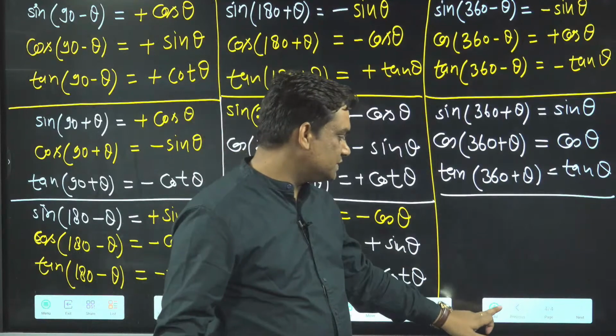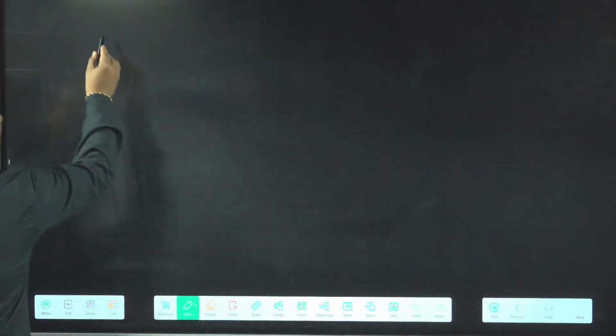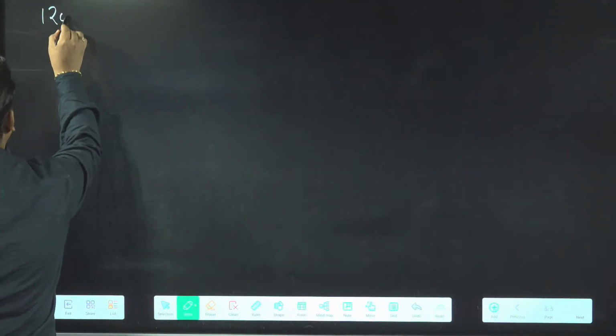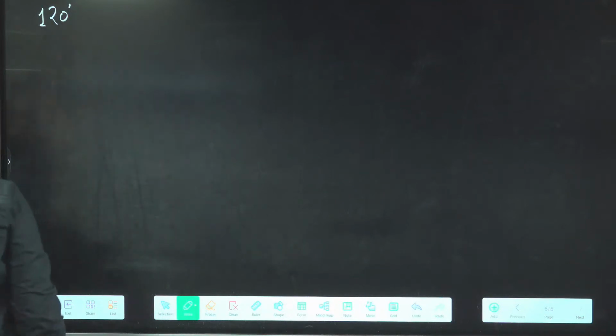So let's do some questions here. Now, I will give you an angle here, like 120 degrees, and then the homework will be to solve all the possible ratios. Sir, if 360, then the angle will be more than 360. I will tell you more than 360 also, don't worry, okay? I will take some of the examples.